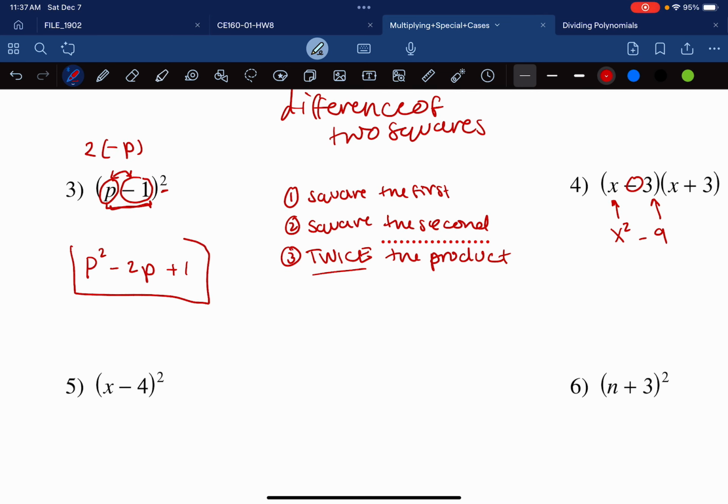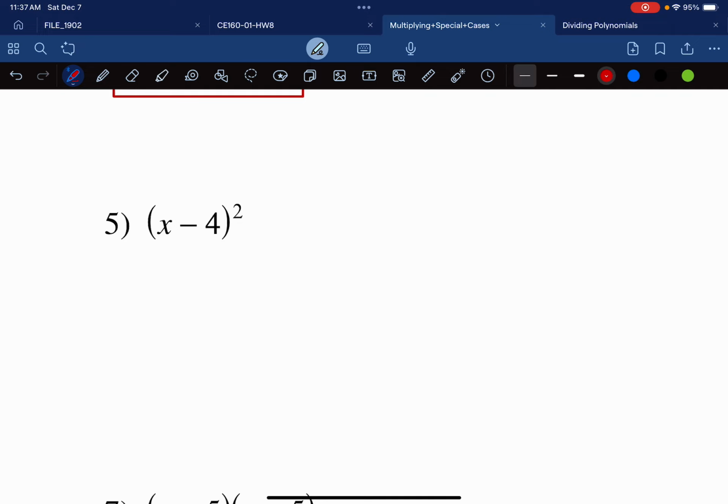Okay, let's do another one. So this one is going to be square the first, x squared. Square the second is positive 16. And then twice the product. We get negative 4x. We times that by 2. We get negative 8x.